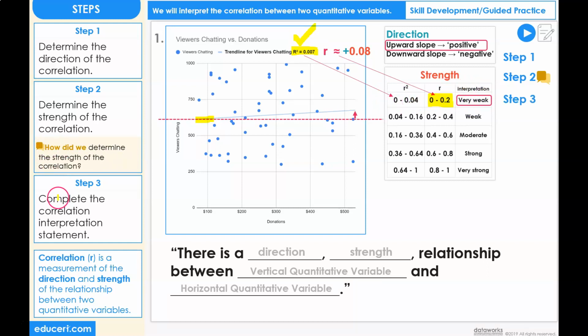Step 3. Complete the correlation interpretation statement. The statement is down here below, and we have to fill in 4 blanks with the information above. There is a, and the direction type was positive. The strength was very weak. Relationship between the vertical quantitative variable was viewers chatting, and the horizontal quantitative variable was donations.